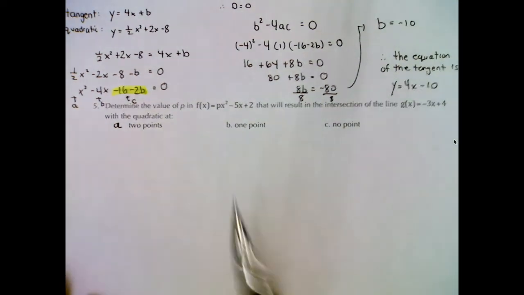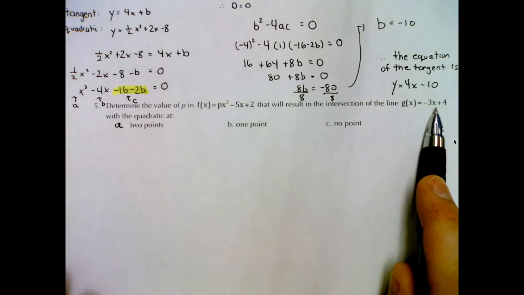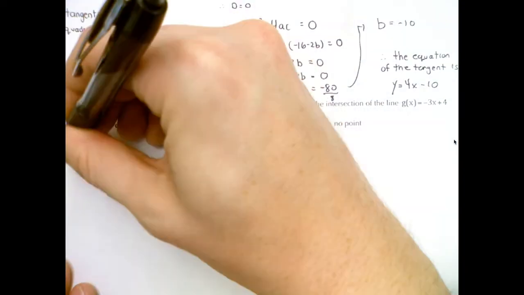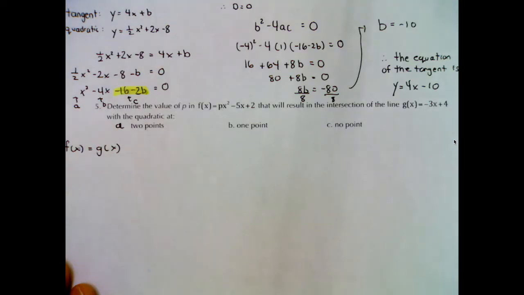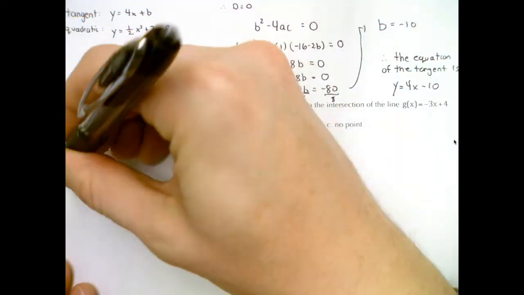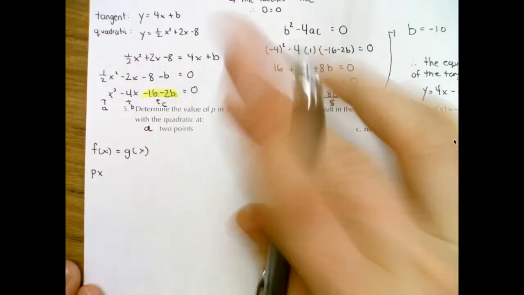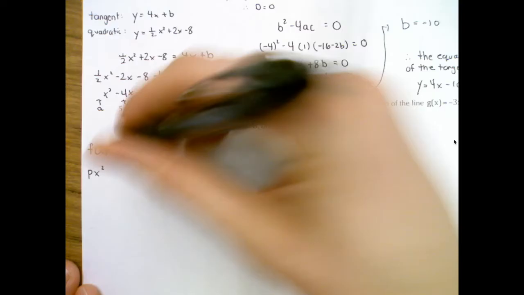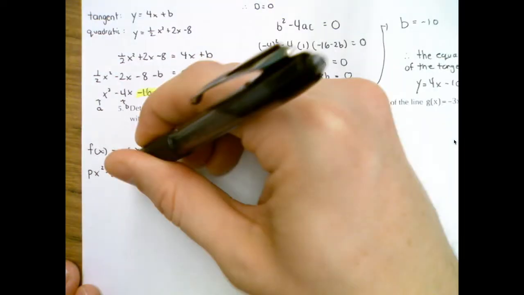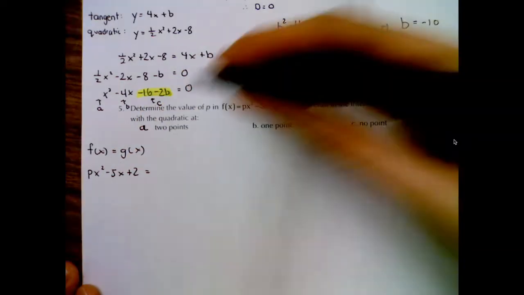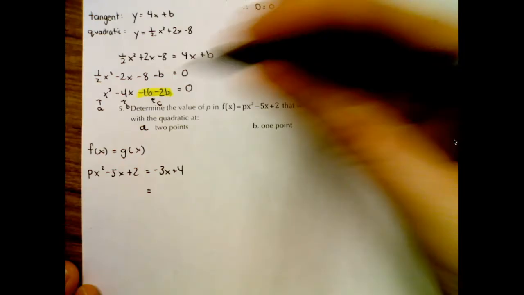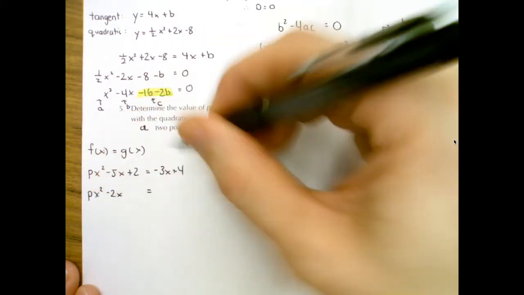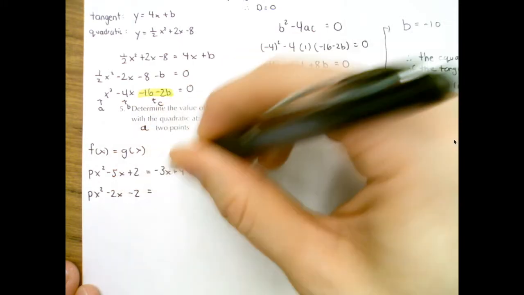So we want to know where this parabola intersects this line. Setup's the exact same way. Set them equal to each other. f of x equals g of x. f of x is px squared minus 5x plus 2, equal to negative 3x plus 4. Move all of our terms and collect like terms. We get px squared. Add 3x to both sides, minus 2x. Subtract 2 from both sides, we get minus 2.